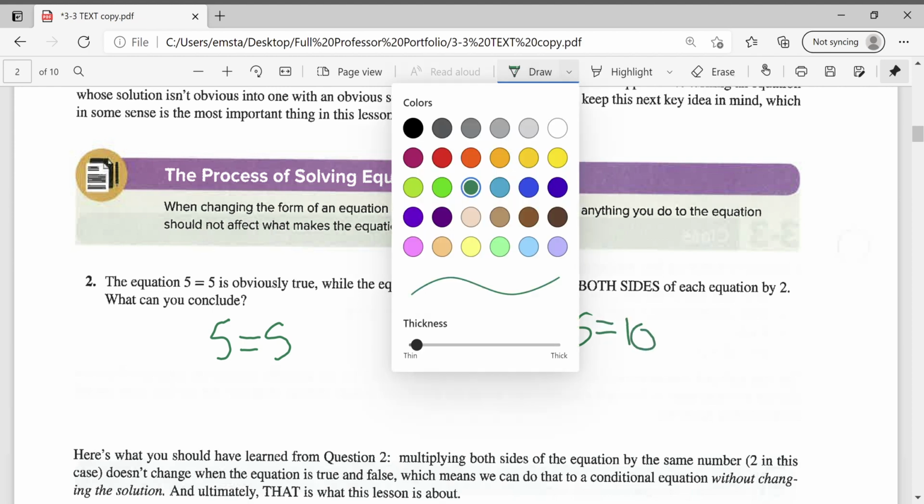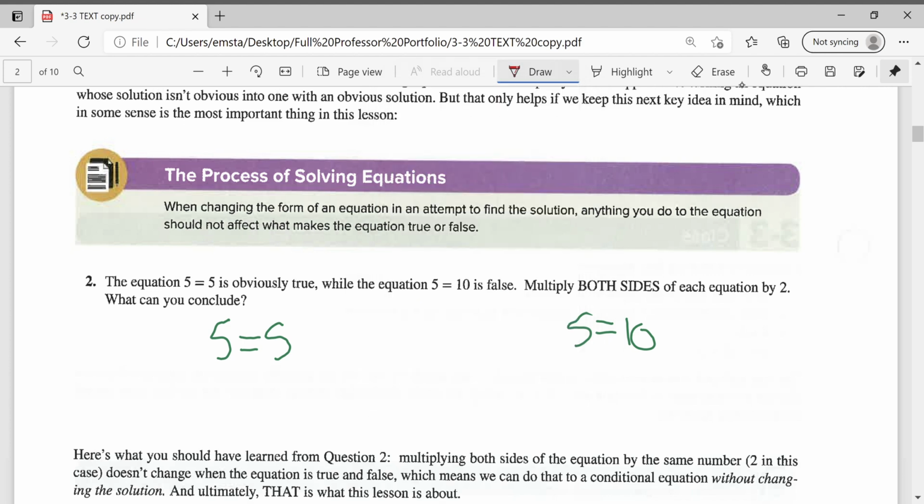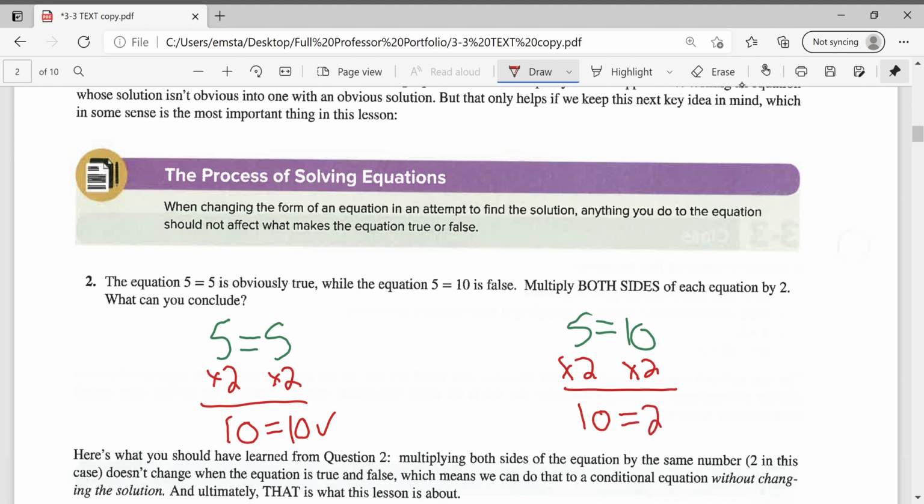What happens if we multiply both sides of the equation by 2? Well, in the first one, I get 10 equals 10. Still a true statement. So far, so good. What about the false statement? If I multiply both sides of the equation by 2, I get 10 equals 20, which is still a false statement. So multiplying both sides by 2 did not affect the truth value of the equation.